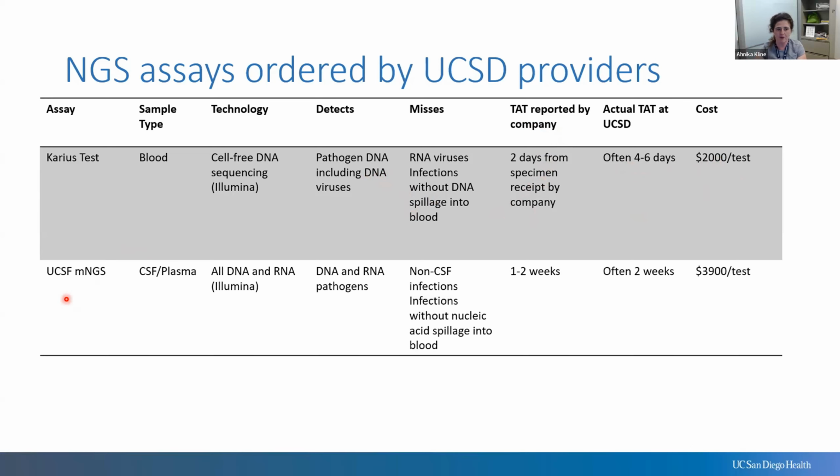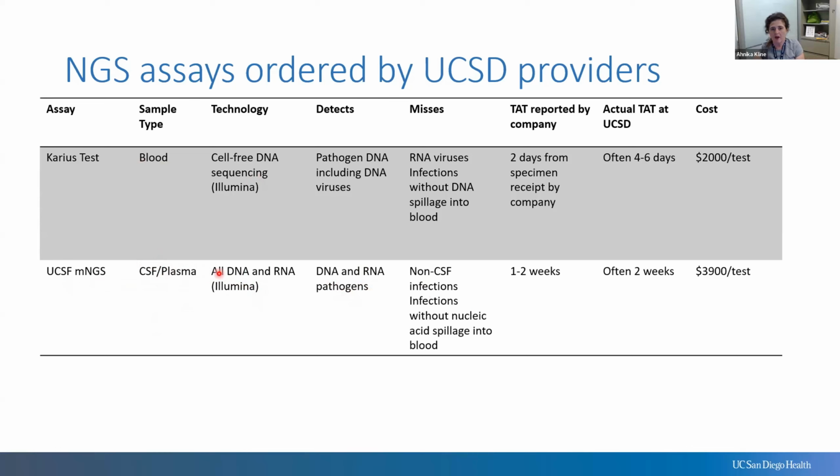The next, probably most commonly ordered sequencing, or maybe third most common actually, diagnostic ordered by UCSD providers is the UCSF metagenomic next generation sequencing. They used to only accept cerebral spinal fluid, but they'll also accept plasma. And they do unbiased sequencing of all DNA and RNA using Illumina sequencing. So in theory, any DNA or RNA pathogen in either the cerebral spinal fluid space or in theory the blood, so they may have a benefit over the Carious test.